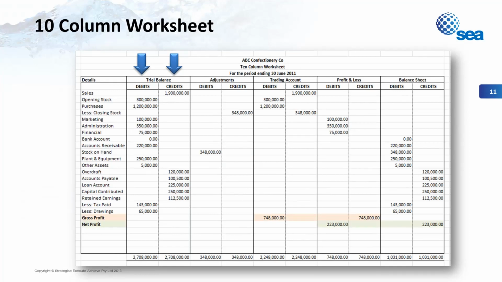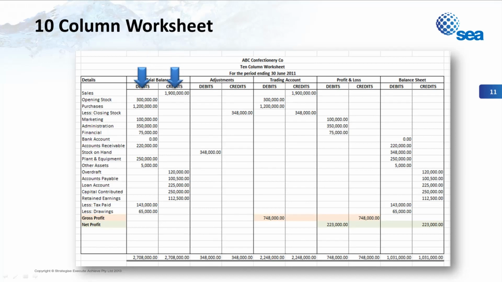So every transaction that takes place in the business impacts the financial records. For every debit, there is an equal but opposite credit. To take the summary of all the transactions of the business and prepare a profit and loss statement and a balance sheet, accountants used to use what was known as a 10-column worksheet.